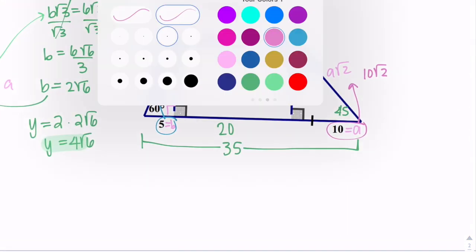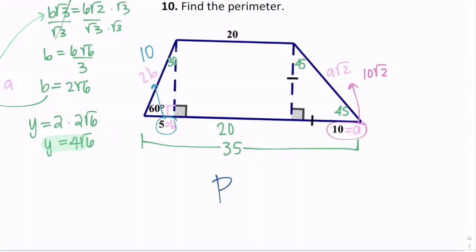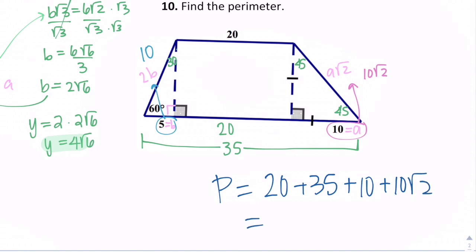So when I add up to find my perimeter, I'm going to add 20 plus 35, and then the two sides I found, 10 and 10 root 2. So my perimeter ends up being 65 plus 10 root 2.